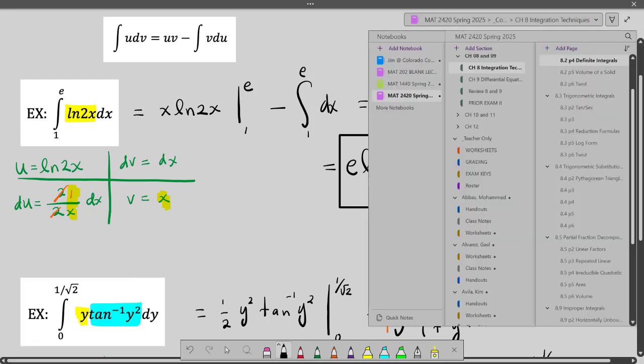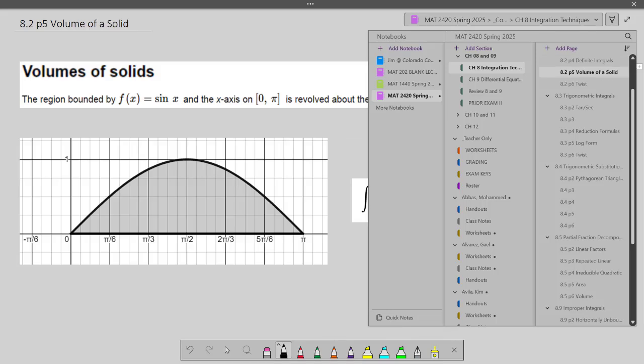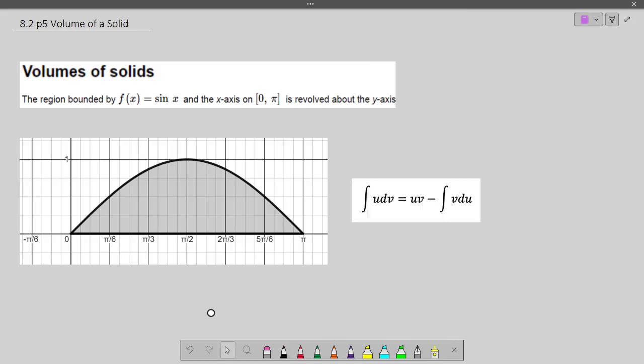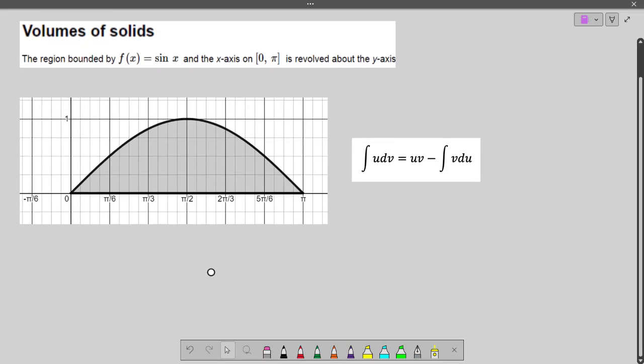So let's see. We'll do volume of the solid here. We've got this shape, one bump of sine x, 0 to pi. And we're going to rotate that. Our axis of rotation is going to be the y-axis. So we're going to go around the y-axis like that.